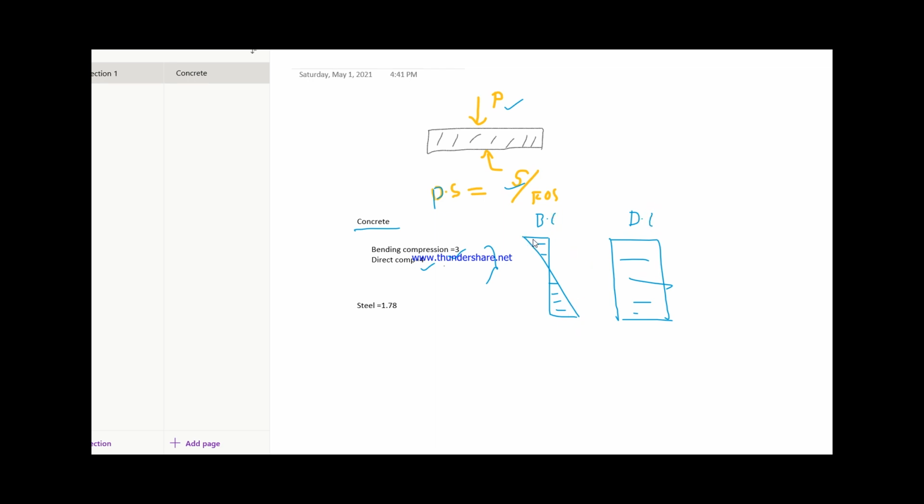Here, if you see, the maximum stress occurs at the outer fiber. But in case of direct compression, the stress is the same throughout the section. That's why in case of direct compression we use a factor of safety of 4, and in case of bending compression we use a factor of safety of 3. The factor of safety for steel is 1.78.